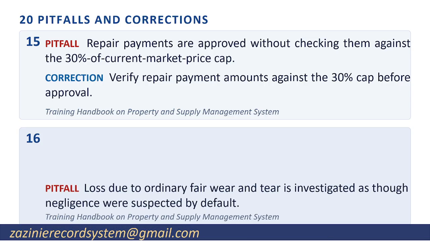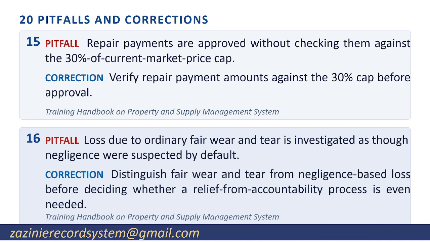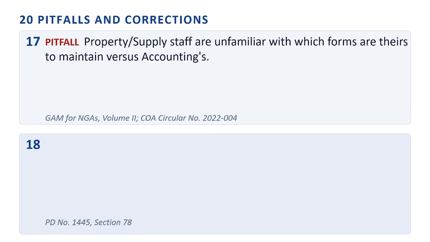Number 16. Pitfall. Loss due to ordinary fair wear and tear is investigated as though negligence was suspected by default. Correction. Distinguish fair wear and tear from negligence-based loss before deciding whether a relief from accountability process is even needed. Next slide. 20 pitfalls and corrections.